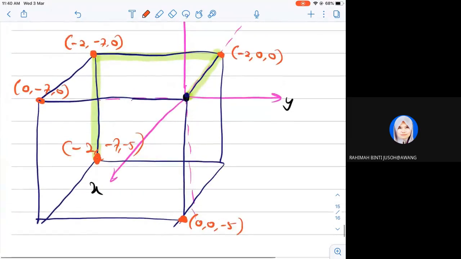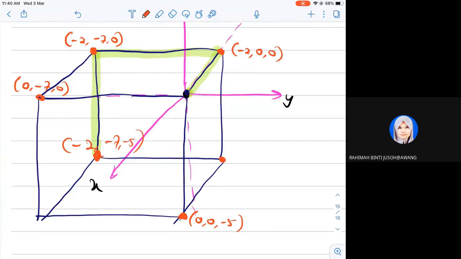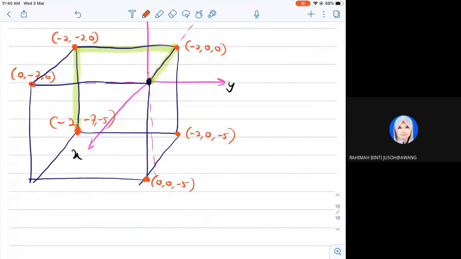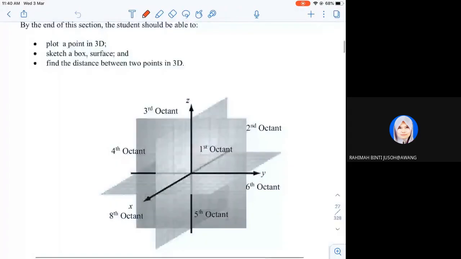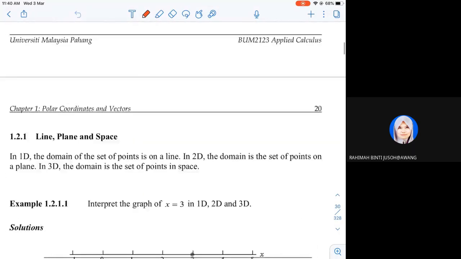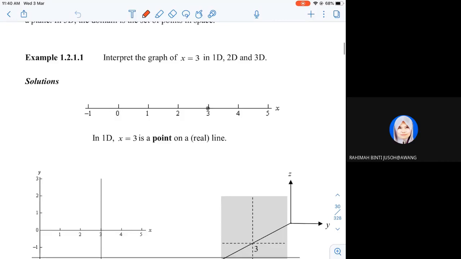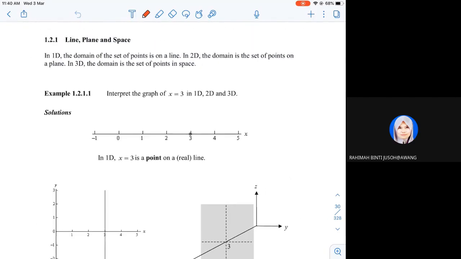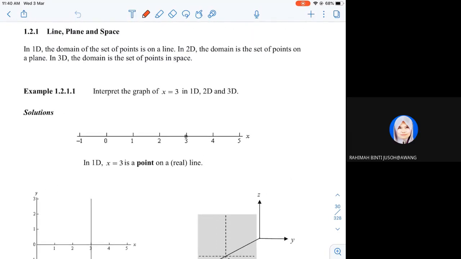Mana lagi saya tanya? Okay, belakang ni? Negative 2, 0, 0. Okay, good. Negative 2, 0, negative 5. Okay, well done. Very good, guys. Okay, I'm quite satisfied with your performance. Okay, next. Kita dah lukis box. Kita nak belajar this one, in 1D, 2D, 3D. Yes, line, plane and space.